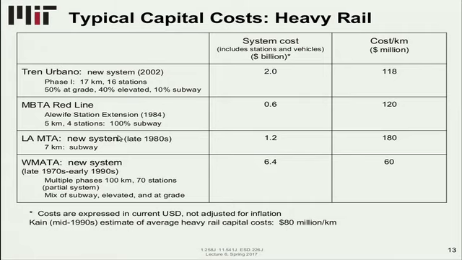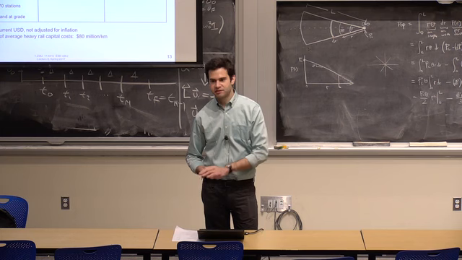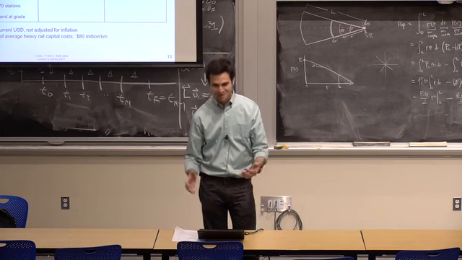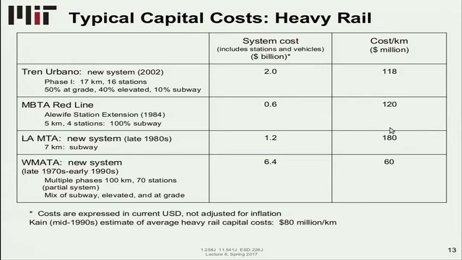Then we have the Los Angeles MTA. That was a new system, started in the late 1980s. It was all subway, 70 kilometers, 1.2 billion, comes out to 180 million per kilometer. So same range, right? Similar. I mean, obviously from 120 to 180, it's 60 million. That's a lot of money, but same ballpark, same order of magnitude.